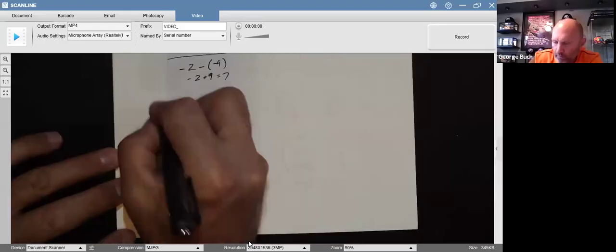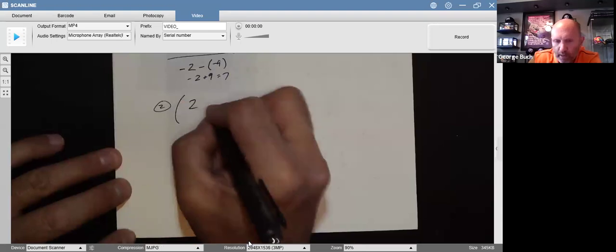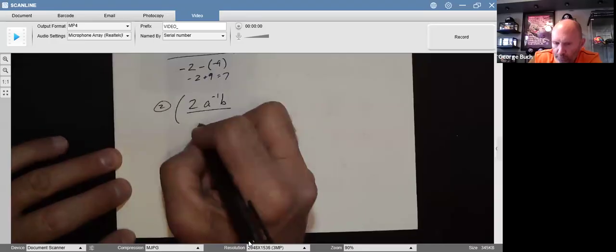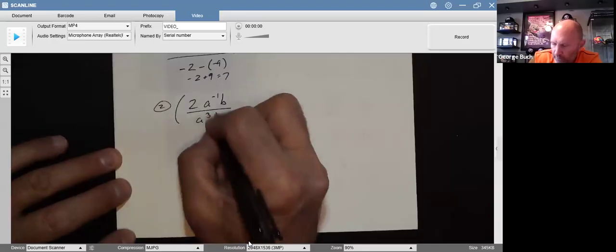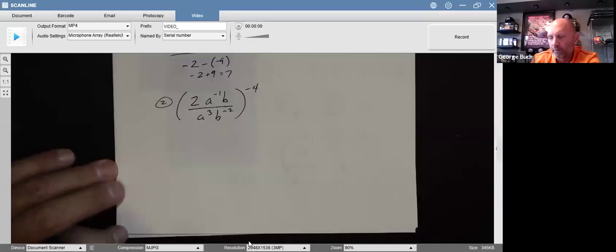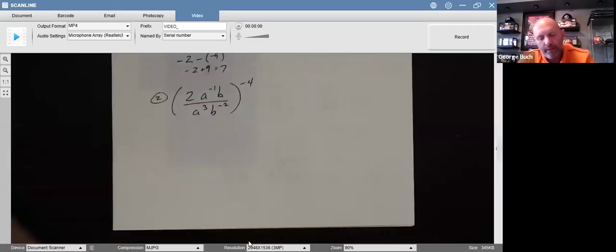How about 2a to the minus 1b over a to the third b to the minus 2, all to the negative 4th power. So this one has a whole bunch going on, right? There's several ways you could solve this. There's not like one way, like, oh, this is how you have to do it every time.